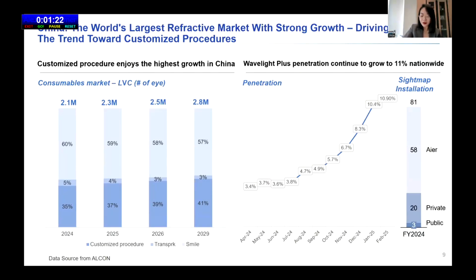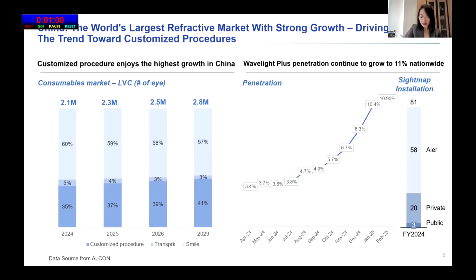A special thanks to the Alcon China team for providing me with this 5-year forecast for the corneal refractive surgery market in China, as well as the insight into the penetration growth rate of WaveLight Plus since its market launch in December 2023. I think very strong penetration after the demo period since May 2024.